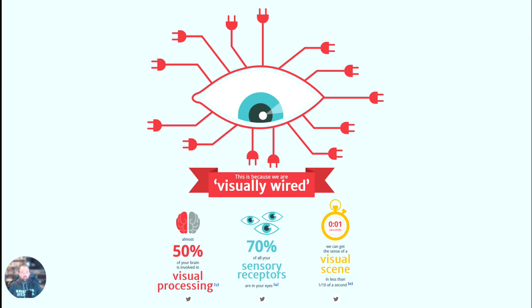And one of my favorite facts about humans is it takes us less than 1/10 of a second to get what we call the gist of a visual scene. So in that short amount of time, we can understand roughly what's going on in the scene or the thing that we are viewing.